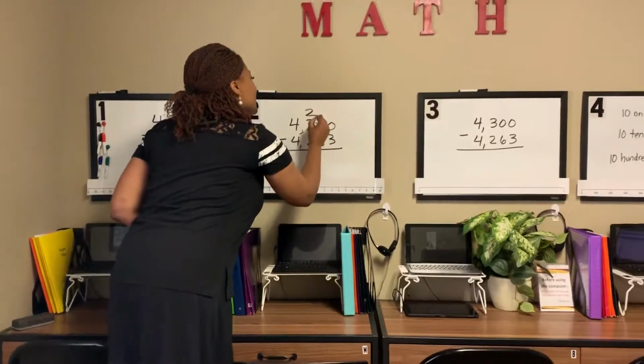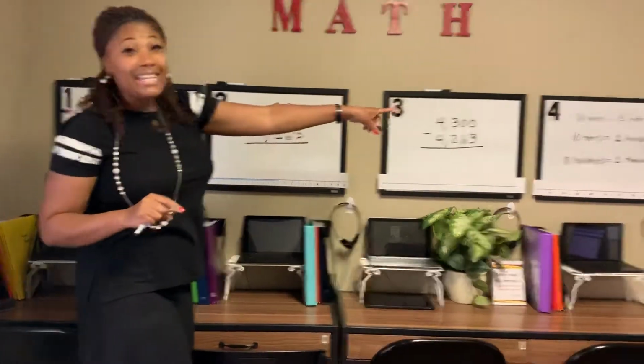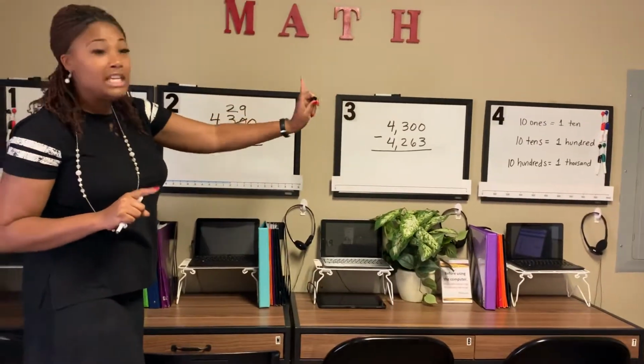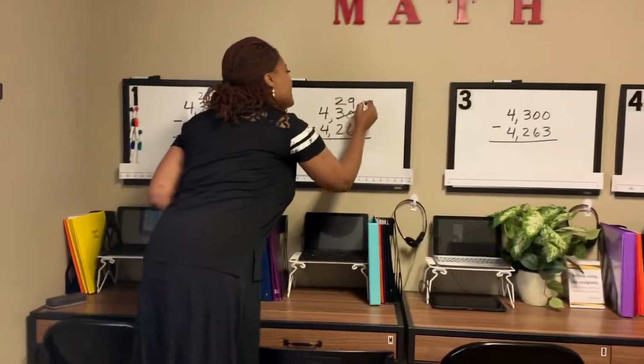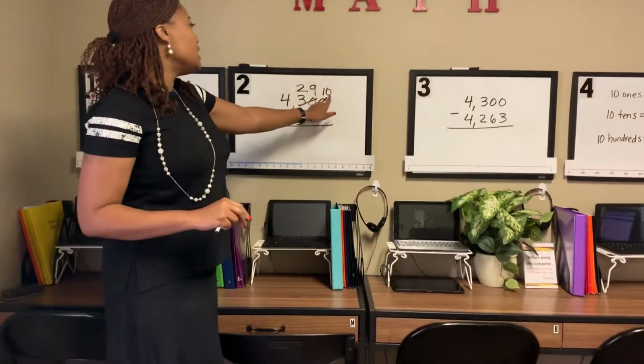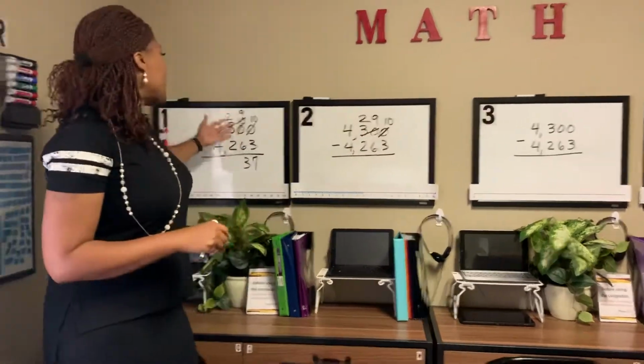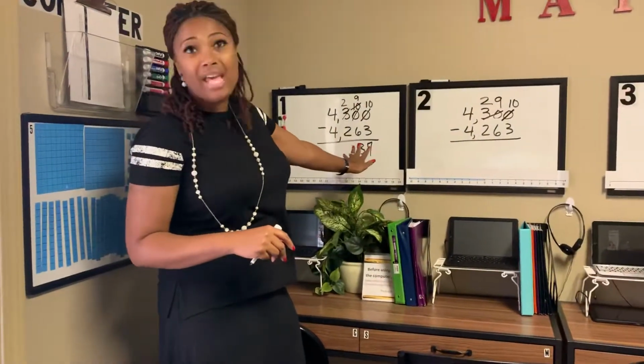So I have 29 tens. Well, with that knowledge that 10 equals 10 ones, I can regroup, okay? So if you understand place value, notice I can do one place value at a time.